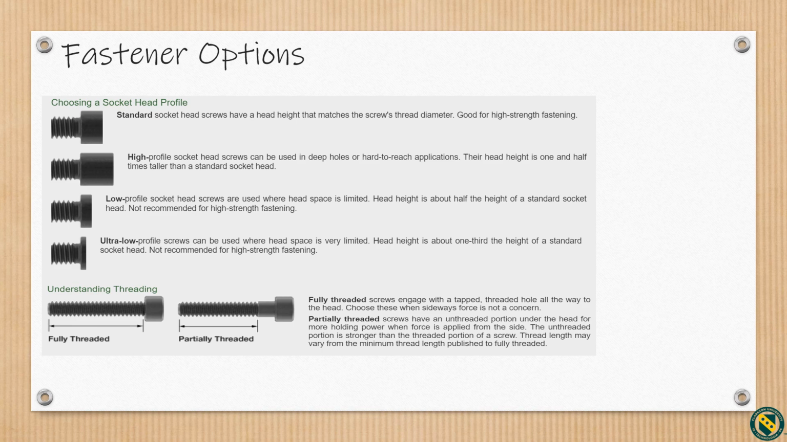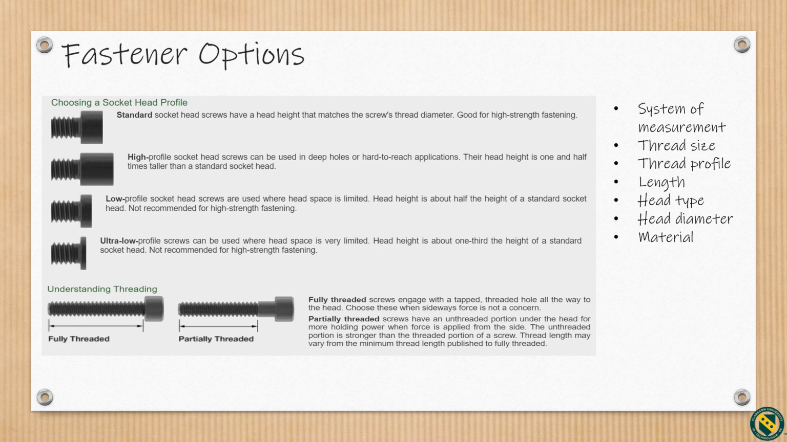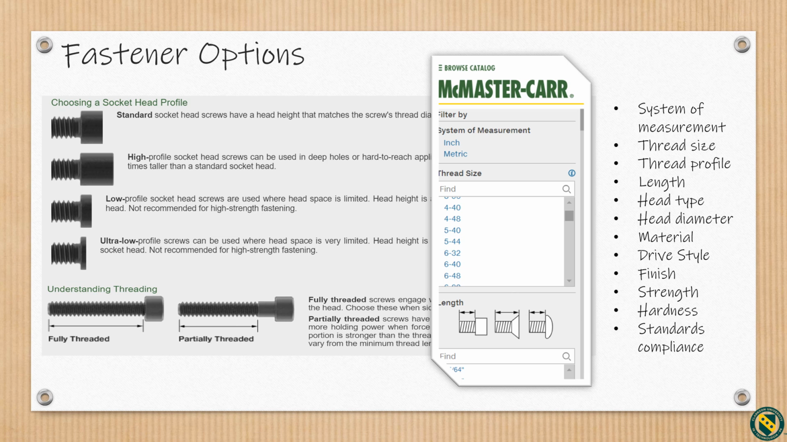Even with standardization, there are many different options for screw selection. Here we see a few options for socket head cap screws, including head profile and thread length. Example fastener choices typically include the system of measurement, inch or metric, thread size, thread profile, length, head type, head diameter, material, drive style, finish, strength, hardness, and standards compliance. Catalogs like McMaster-Carr have well-organized classification and filtering systems for fastener option choice.